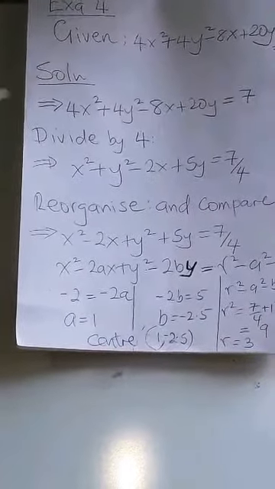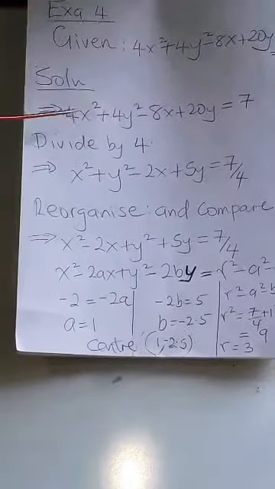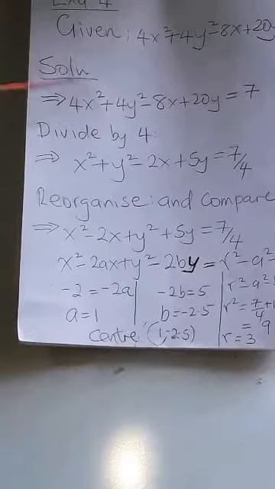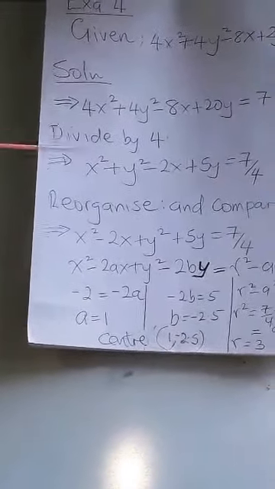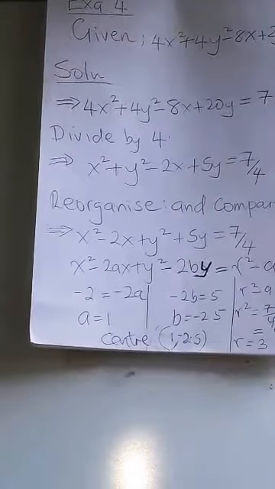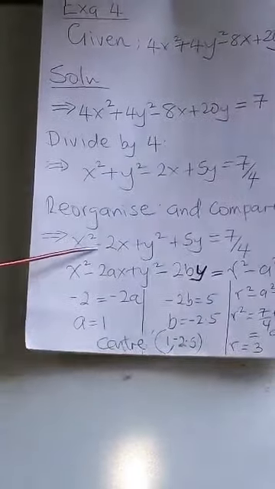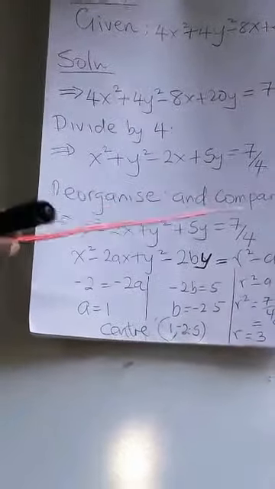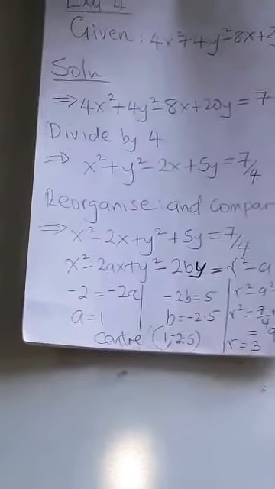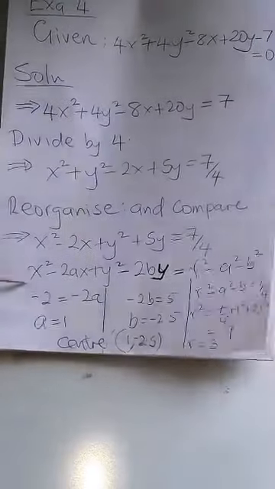Now, this kind of question, at this level, you will always have the coefficients of x squared and y squared as equal. Alright, then we reorganize and compare. So in this reorganization, you have x squared minus 2x plus y squared plus 5y is equal to 7 over 4.